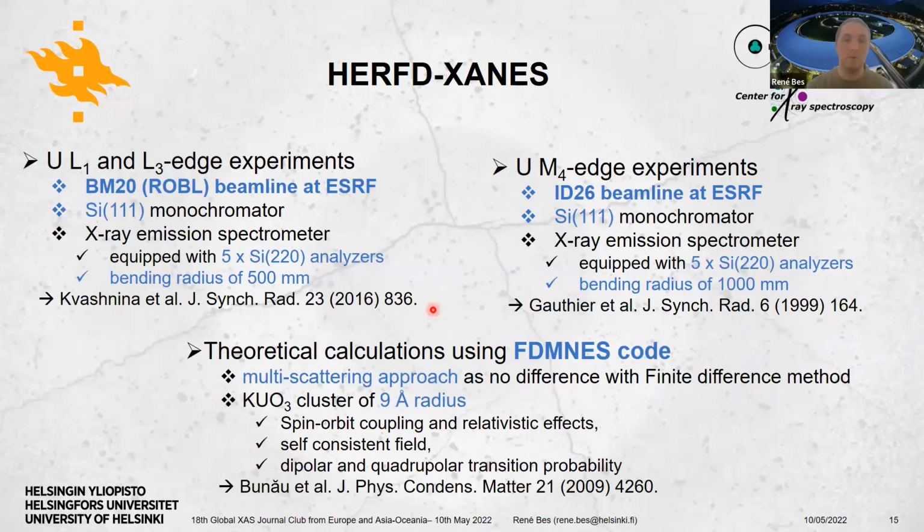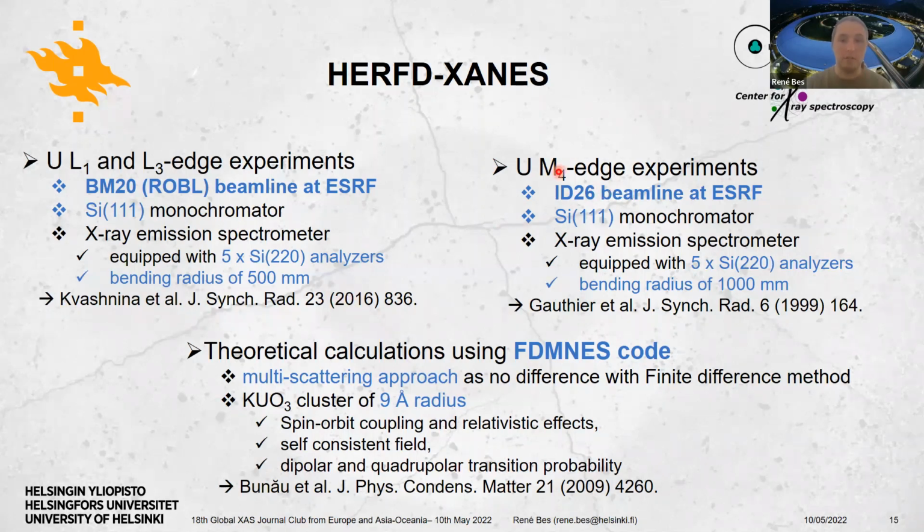All that I will show next was made at the ESRF. Uranium L1 edge and L3 edge were measured at the BM20 beamline using a silicon 111 monochromator and an X-ray emission spectrometer equipped with 5 silicon 220 analyzers with a bending radius of 500 millimeters. You can find more details on this apparatus in this paper.